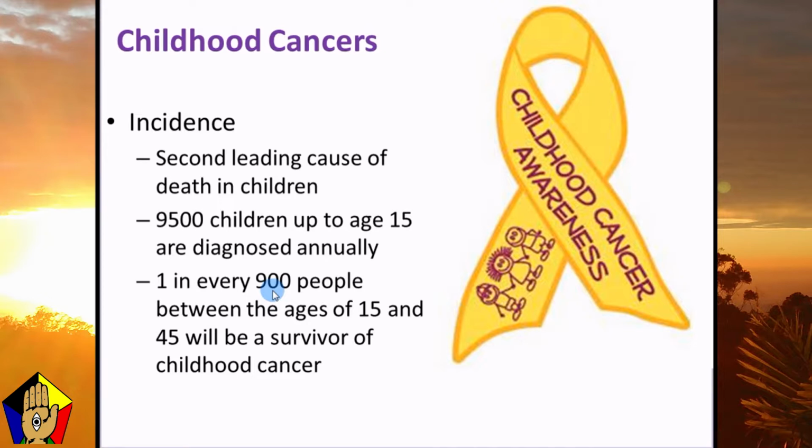SIDS is actually one of the primary killers of children. From 1 to 4, it's accidents, and then from 5 to 14, it's accidents again. And you can actually see that cancer starts rising on the list the older the kids get. Same with us. The older we get, the more cancers. Right? And then 9,500 children up to the age of 15 are diagnosed with cancers every year, and 1 in 900 people between the age of 15 and 45 will actually be a survivor of childhood cancers.